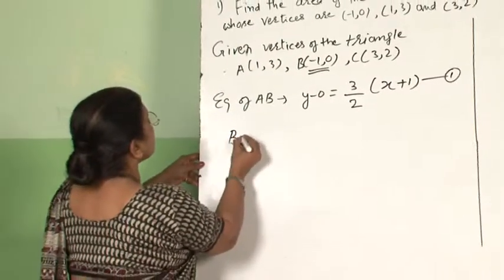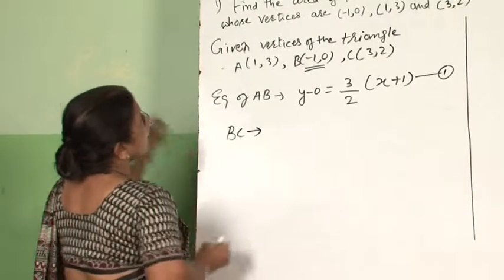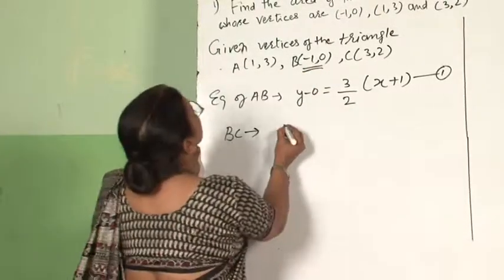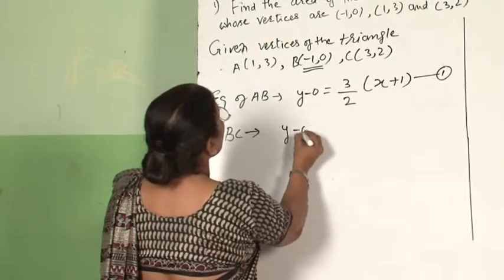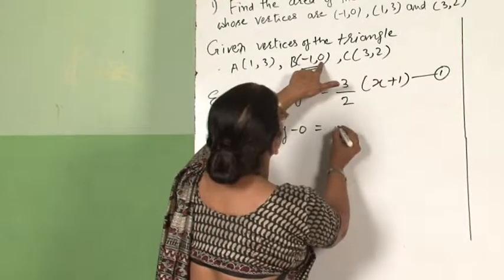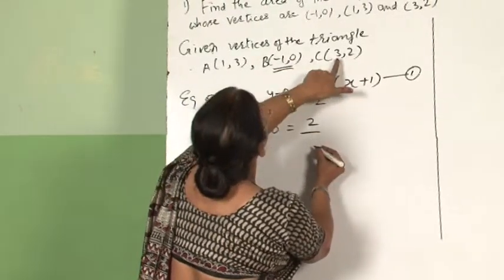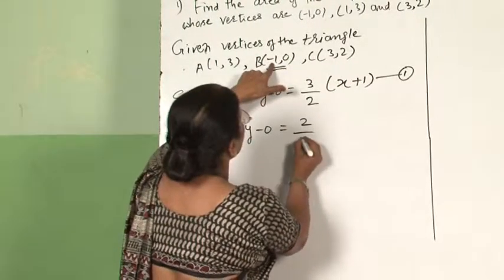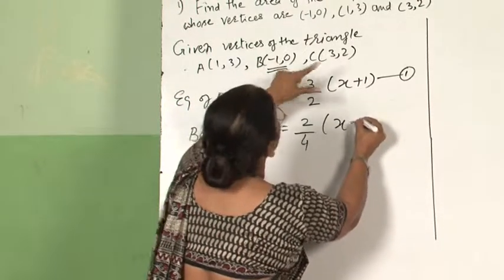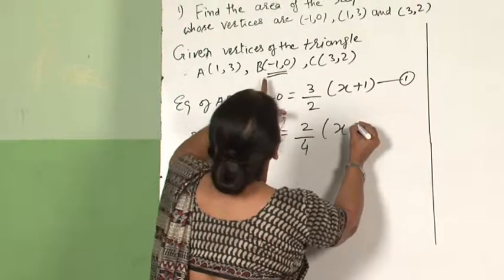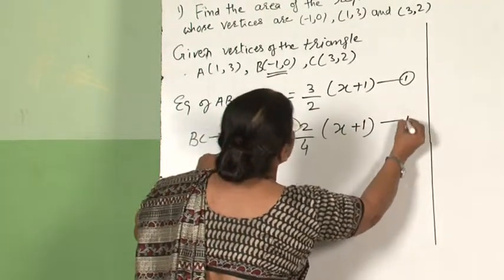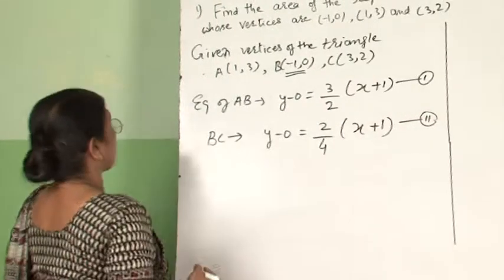Now the equation of BC. Again I will take this as x1, y1. So y minus 0 is equal to (y2 minus y1), that is 2, upon (x2 minus x1), that is 4, into (x minus x1), so x plus 1. So this is the equation of BC.